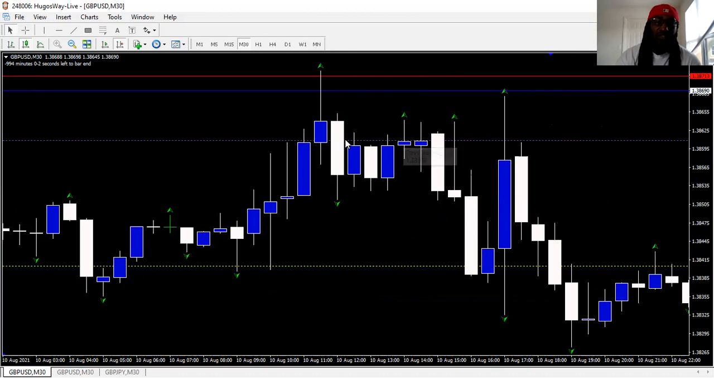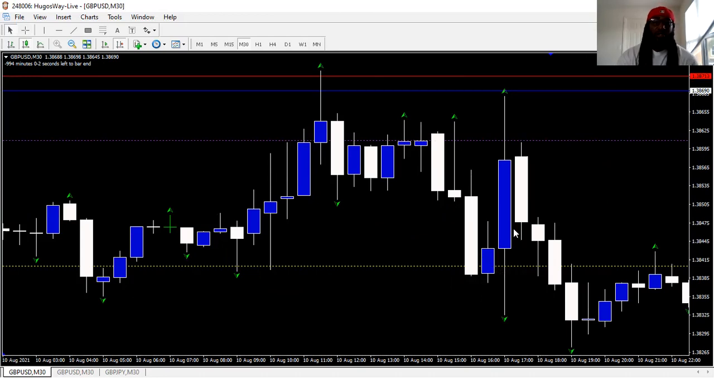So that's letting you know that this is a strong level of resistance. The market is rejecting that area. Then what did the market do? The market pushed back down, straight back to this previous low of yesterday. And what did it do? The market shot right back up.